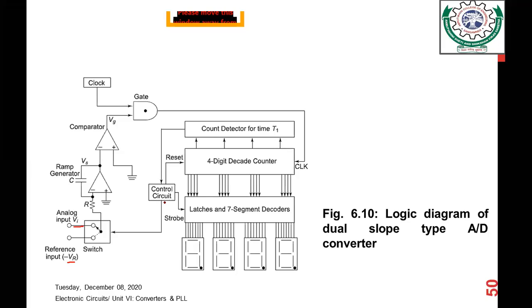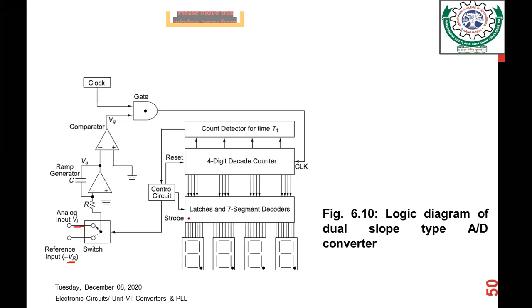According to that, the switching operation would be changed from the analog input voltage Vi to the reference input voltage Vr, and this process would continue. The control circuit would also be used for latching and display of the 7-segment decoders. So we will see all this operation here.